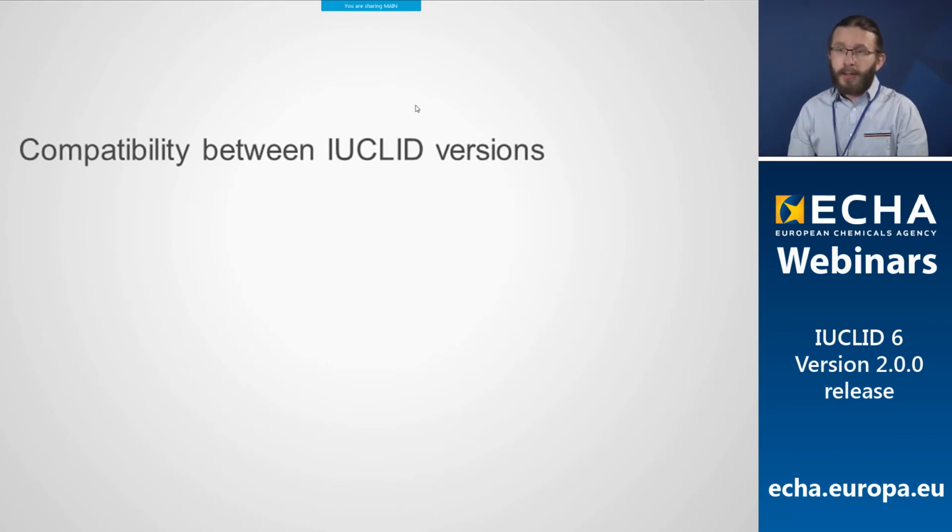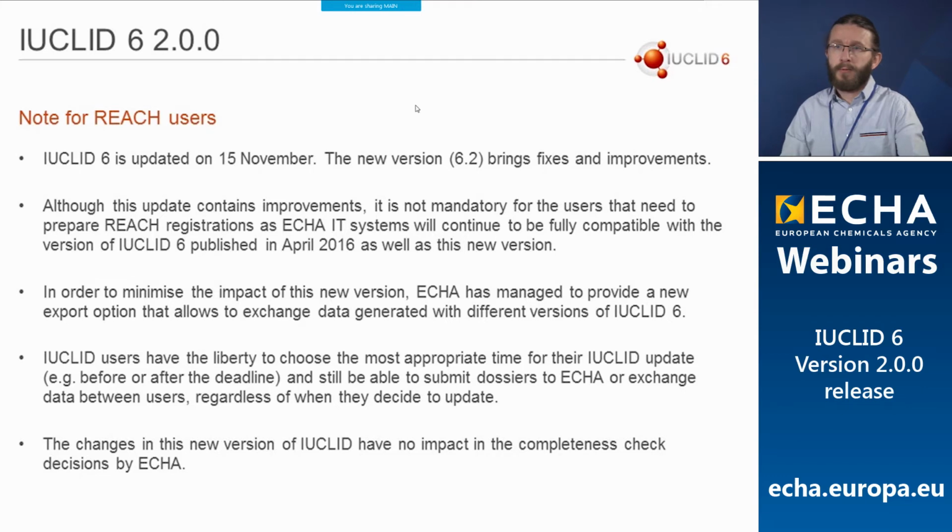Hello again. So in this section, I will cover some compatibility questions between Euclid versions, and I wanted to start with a special note for rich users. So this webinar takes place on the same day as the publication of Euclid 6 on the 15th of November. And if you go on the Euclid website, you can now already download the new version, the updater or the installer for the desktop or server versions. And this new version brings fixes and improvements. Mark went through some highlights of this new release.